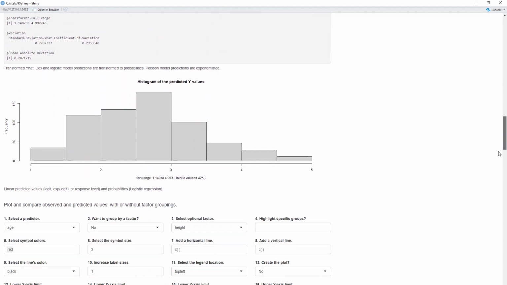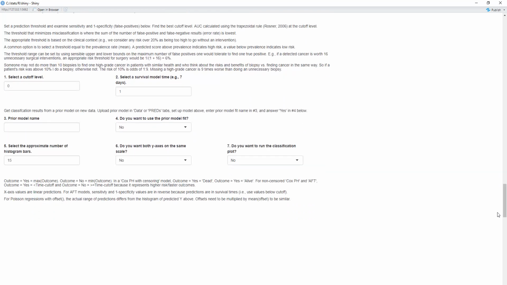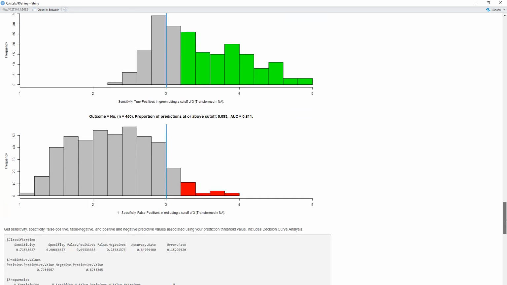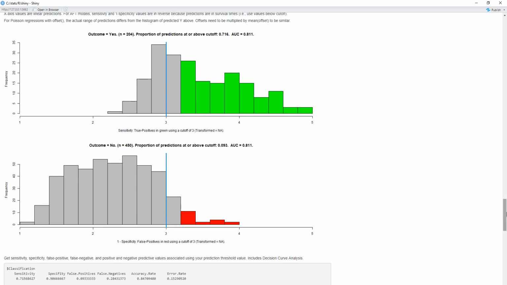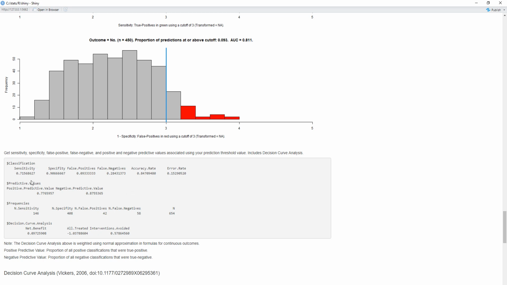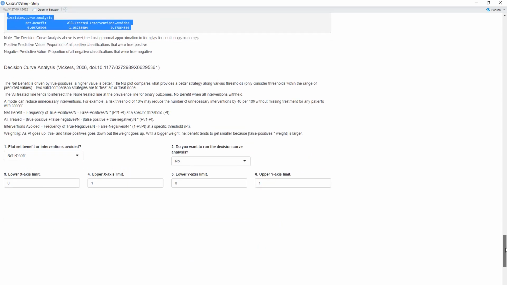And we're going to go back to the Model Builder tab. I'm going to scroll down, and I'm going to select a cutoff level of 3. I'm going to keep the other defaults, and I'm going to go to number 7, click yes. That gives us the graph we looked at earlier, as well as our sensitivity and specificity values. We also have the net benefit down here, but I do have the curve. I'm going to leave it at the default for number 1, and we're going to do a net benefit curve.